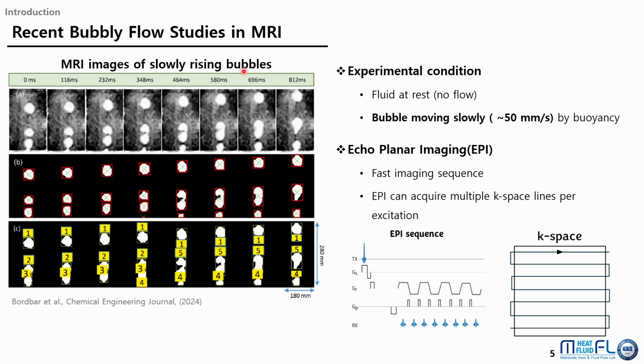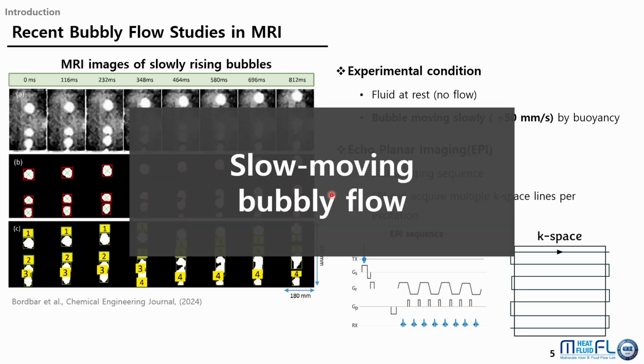So let's look at one recent multiphase flow study conducted using MRI. In this work, researchers examined air bubbles rising in a stationary fluid. By using a fast imaging sequence called EPI, they captured snapshot images of buoyancy-driven bubbles and estimated their rising velocities. However, this study was still limited to relatively simple conditions involving slow-moving bubbles.